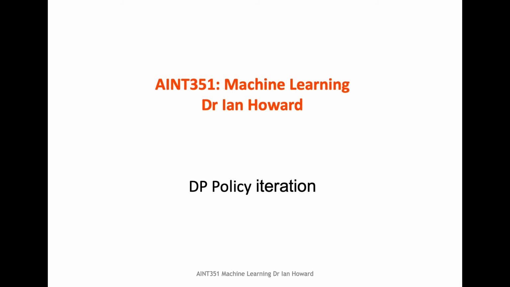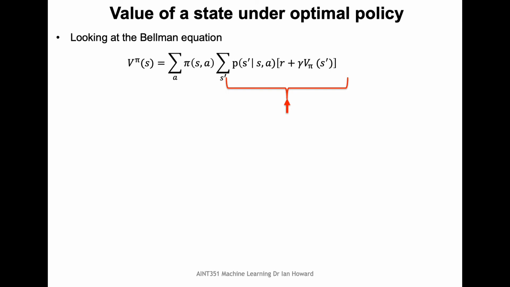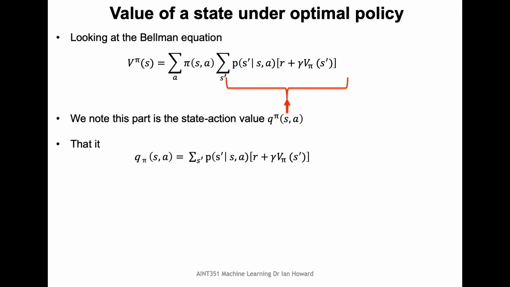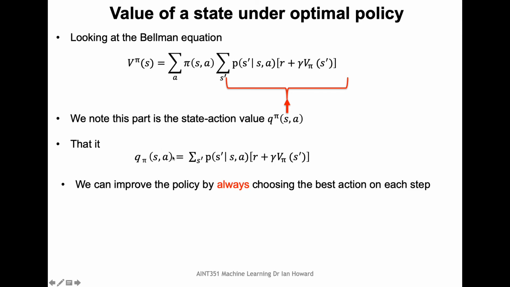So let's think about policy iteration. What is the value of the state under an optimal policy? Let's look at the Bellman equation. First of all, we notice that this second part on the right hand side is the state action value, the Q value, so Q of S and A. That is explicitly writing it down. We can just rewrite this term here as Q under pi of S and A.